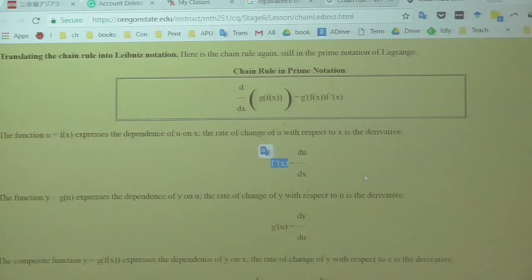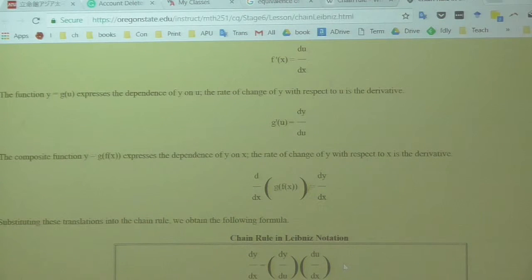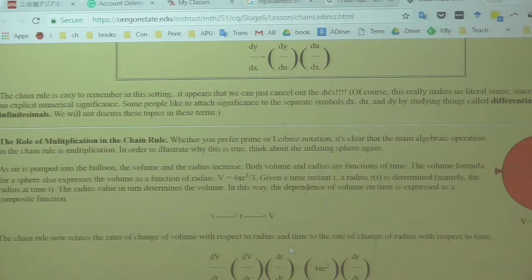So anyway, this is the chain rule in Newton's notation, or the prime notation. I don't know if that was Newton's notation. And this is the chain rule in Leibniz's notation. Okay? All right. Now, why do they call it chain?